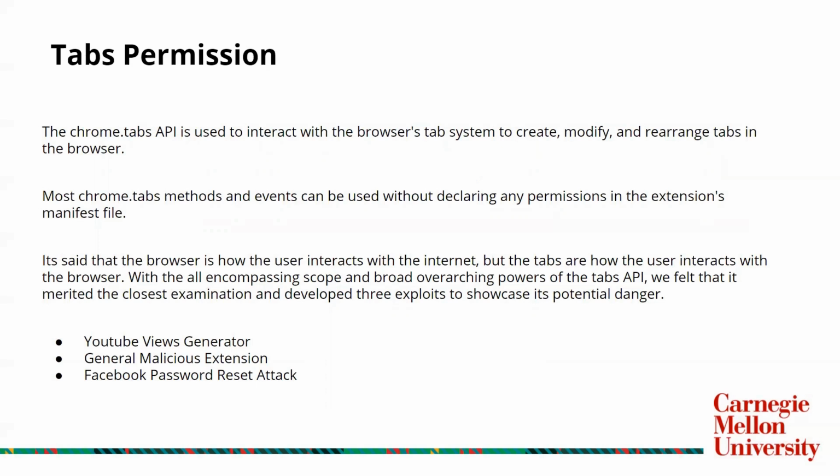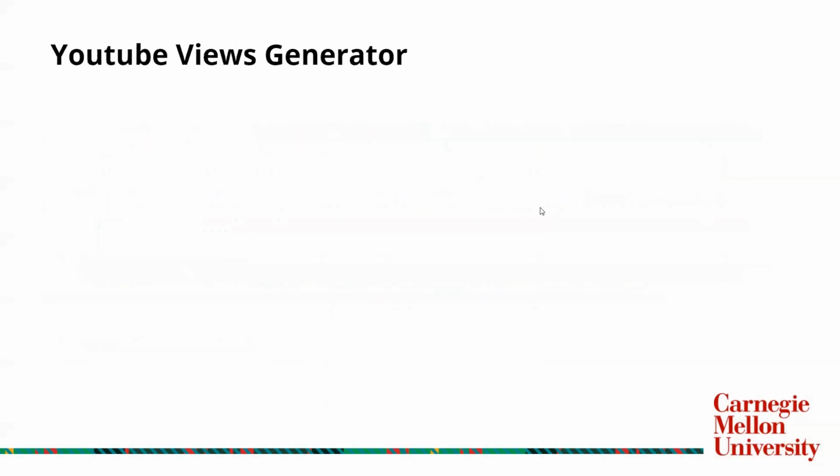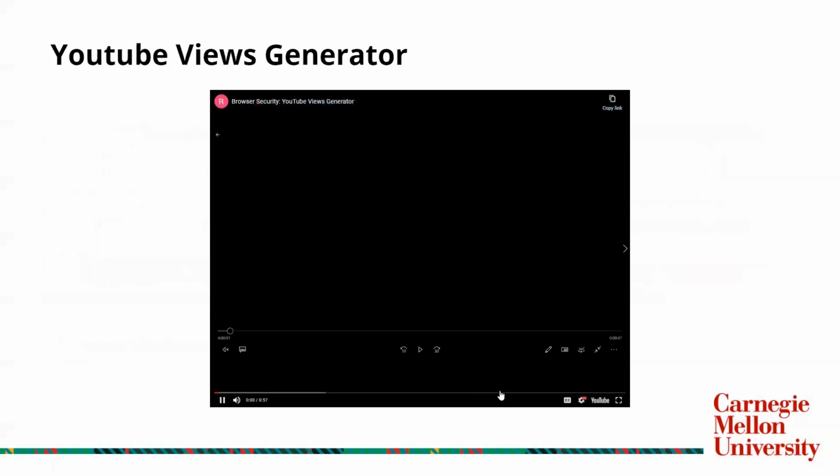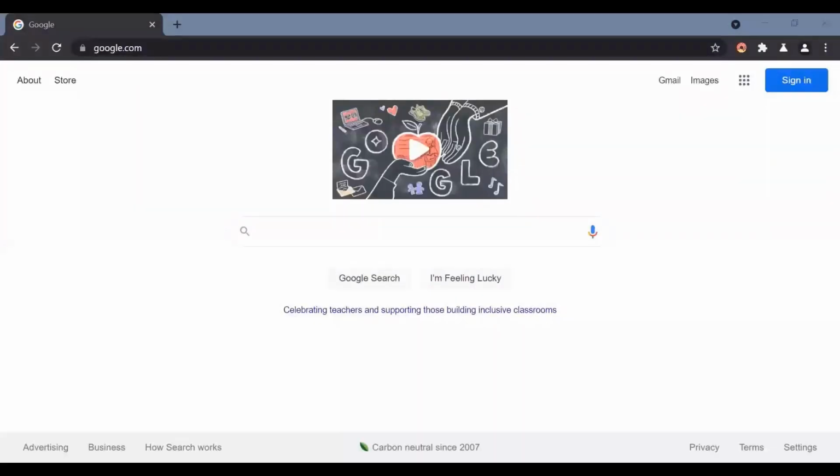With the all-encompassing scope and broad overarching powers of the Tabs API, we felt that it merited the closest examination and developed 3 exploits to showcase its potential danger. First, the YouTube views generator. This is the demonstration of another attack.